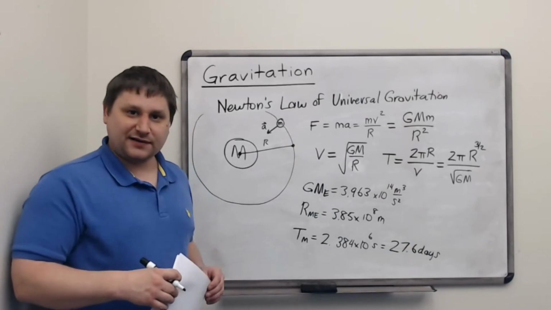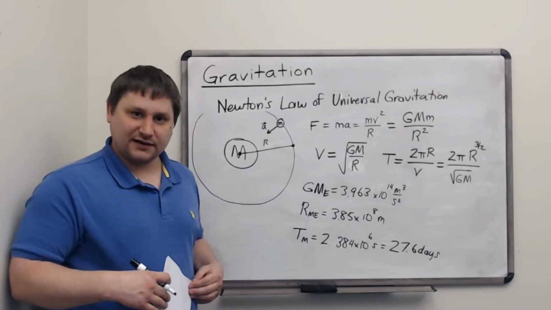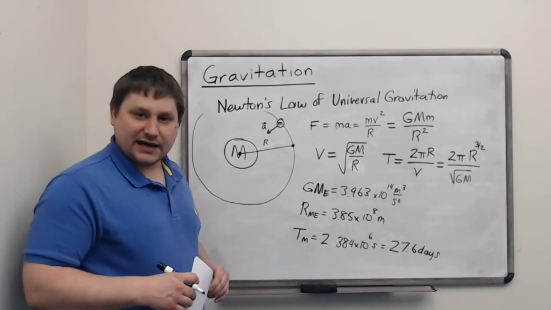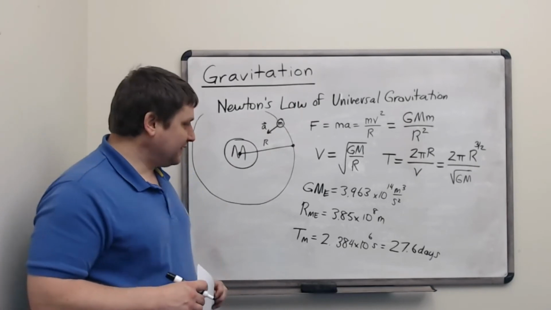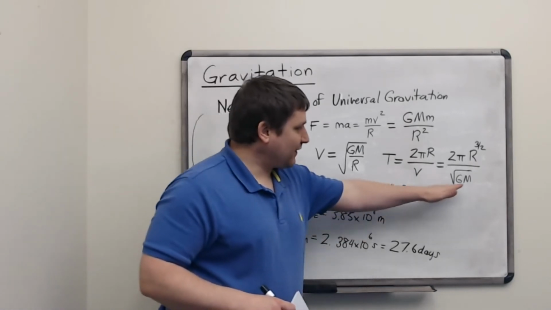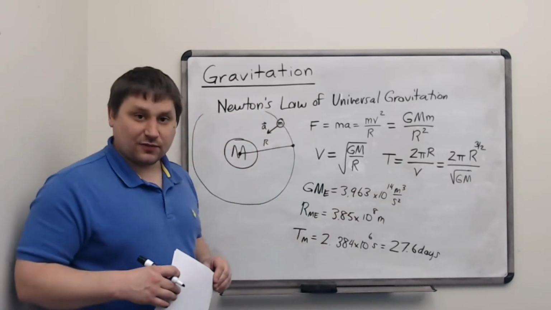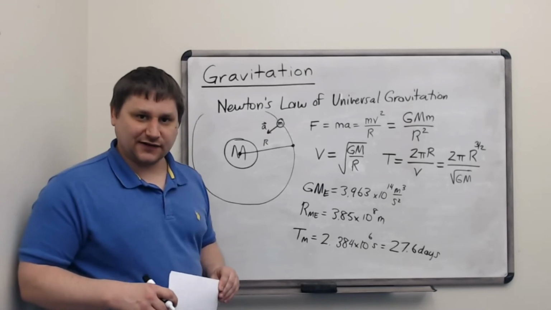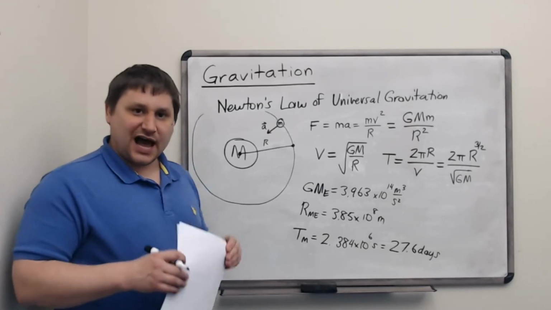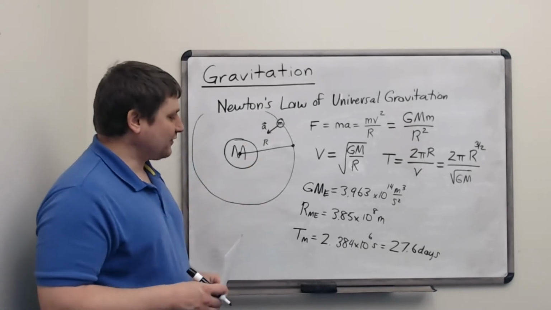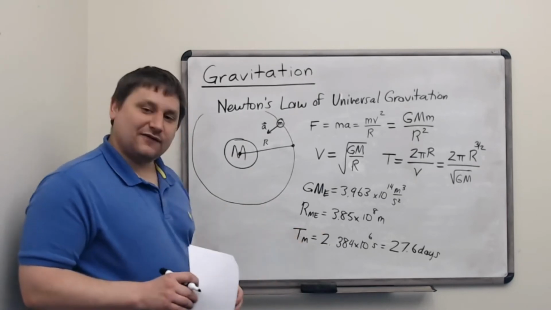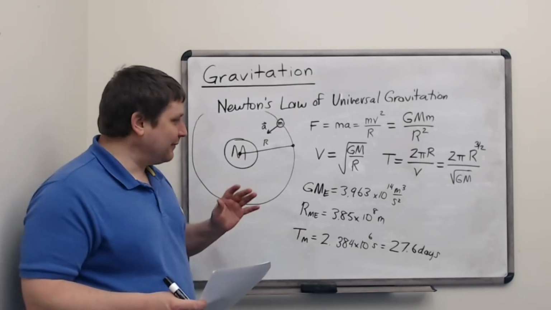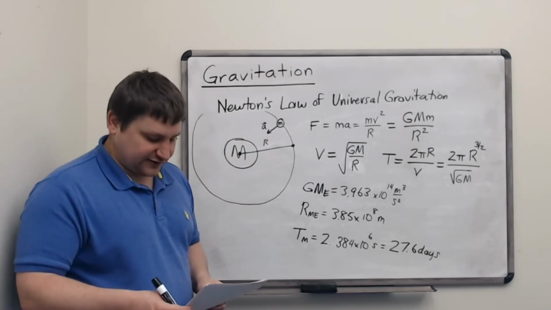That's 1 month. That's the period of the moon's orbit, predicted entirely by the law of gravitation, the distance to the moon, and the gravitational parameter, which we got by knowing the radius of the Earth and the acceleration of gravity on the surface of the Earth. So this is great evidence that Newton's law of universal gravitation is correct for predicting the orbits of smaller objects around large central bodies.